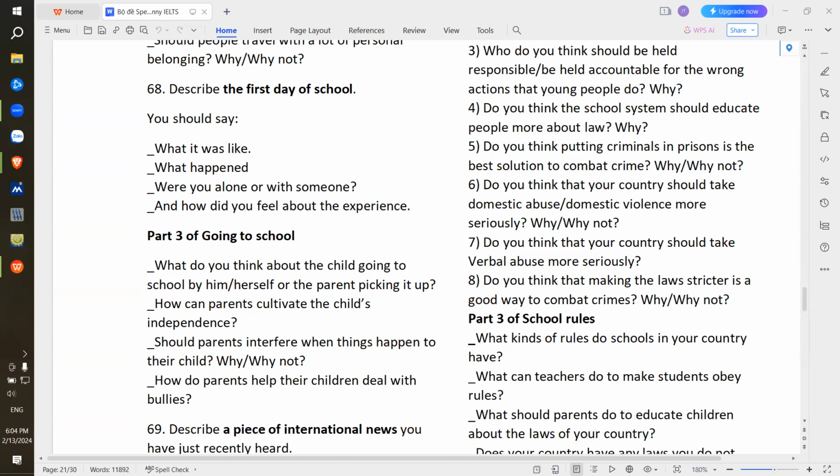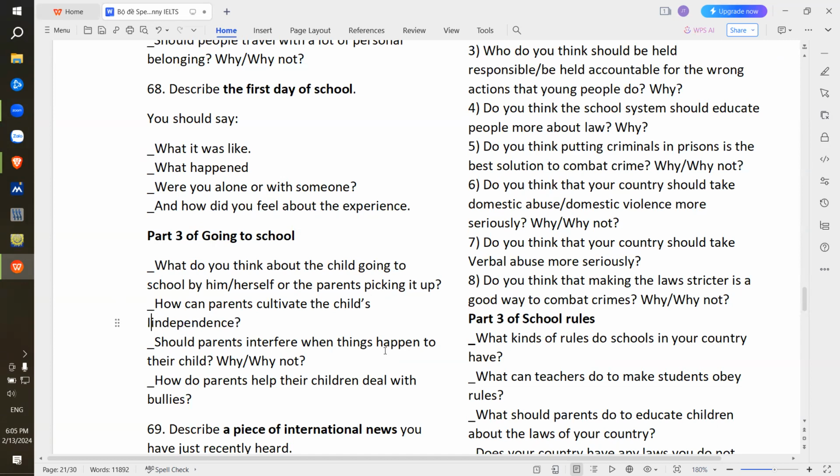What do you think about children, or the child, singular, children plural? What do you think about a child going to school by him or herself, or the parents picking them up? What are the benefits and drawbacks of that?